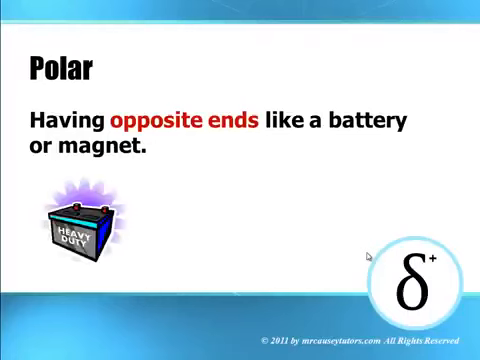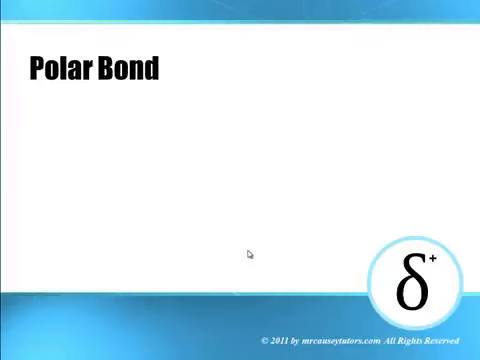Polar means having opposite ends like a battery or a magnet. Or you might look at the little energy cells that you use for running your iPods and things of that nature. Whatever might use your cells, that's going to have two ends, a negative end and a positive end. And that is polar. Okay? So we're looking for something with opposite ends or opposite charges.